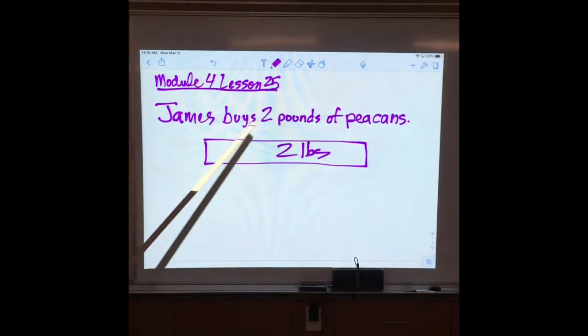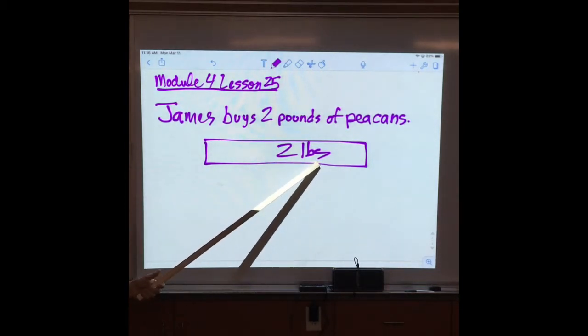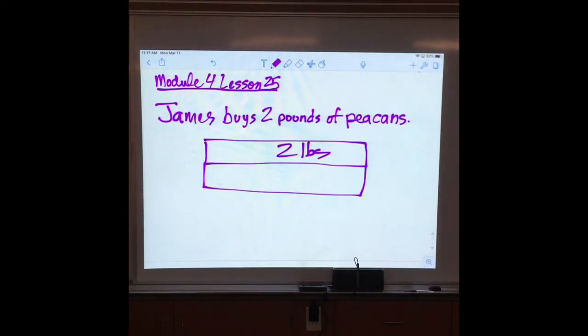As you can see, James buys 2 pounds of pecans. I put 2 pounds in here. LBS stands for pounds, for those of you that didn't know. Now let's say he's going to put 2 pounds in one bag. How would we show that? Well, we can put under here 2 pounds, and this is the bag, right? This is our one bag. So we kept it all together, right?